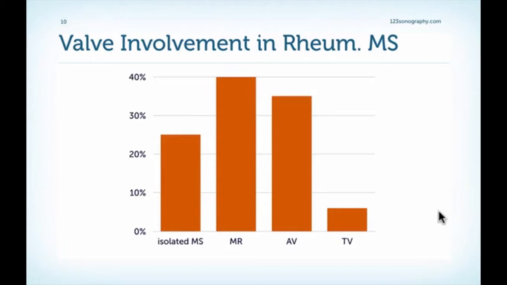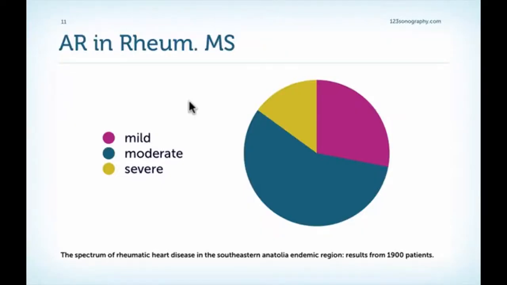So, as you saw in the examples, very frequently we also have other valve pathologies. As a matter of fact, only 25% of patients have isolated mitral stenosis. More patients have mitral regurgitation in addition to MS, and aortic valve pathologies, for example aortic stenosis or regurgitation in addition to mitral stenosis. And approximately 5 to 6% of patients also show pathologies of the tricuspid valve. If we take a look at the severity of AR, we will find that most patients have moderate to severe AR.